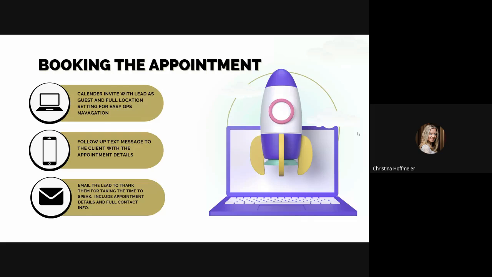So go ahead and send that calendar invite with the lead as a guest, with a full location and setting as the GPS navigation. Follow up with a text message to the client with the appointment details after you talk to them, and then email the lead a thank you for taking the time to speak and include the appointment details and your full contact information in the email. So we are remembering our touches. We talked to them on the phone, touch 1, sent them a calendar invite, touch 2, sent them a text message, touch 3, and then we sent them an email, touch 4.